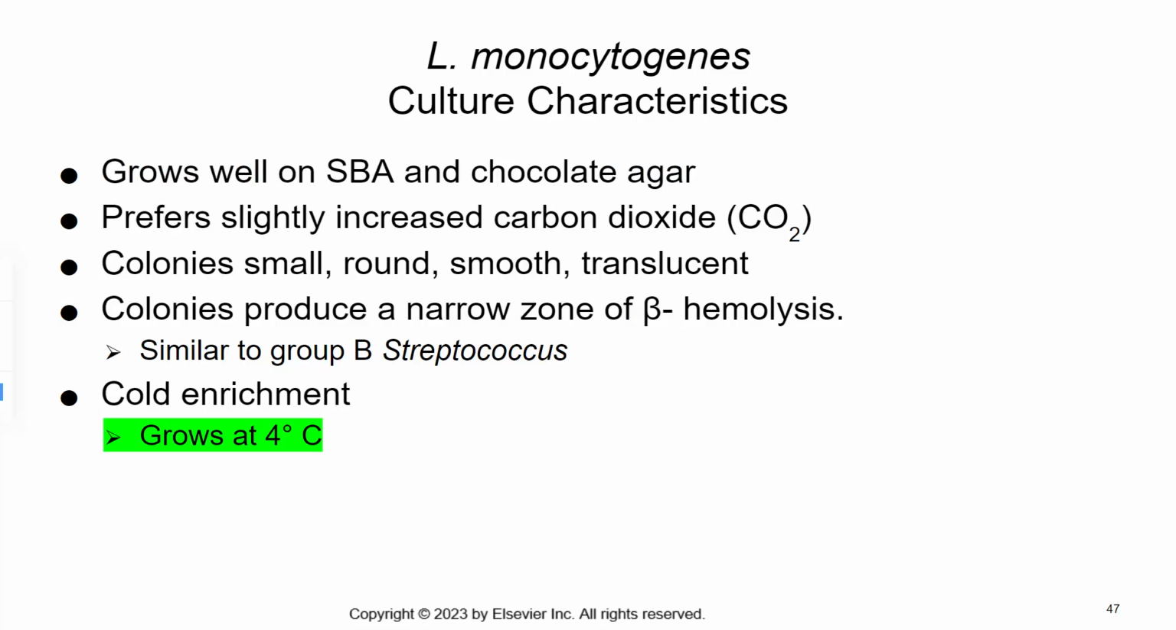Grows well on SBA and chocolate agar and prefers slightly increased carbon dioxide. Colony is small, round, smooth, translucent, and produces a narrow zone of beta hemolysis, similar to group B strep. Cold enrichment: it grows well at 4 degrees Celsius.